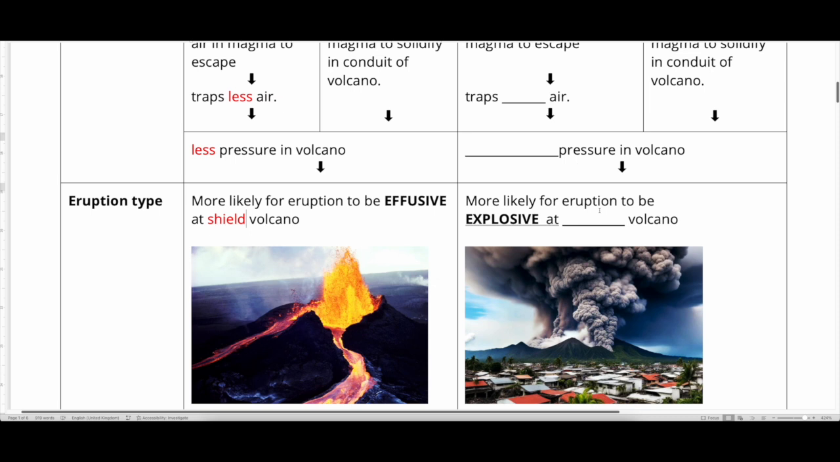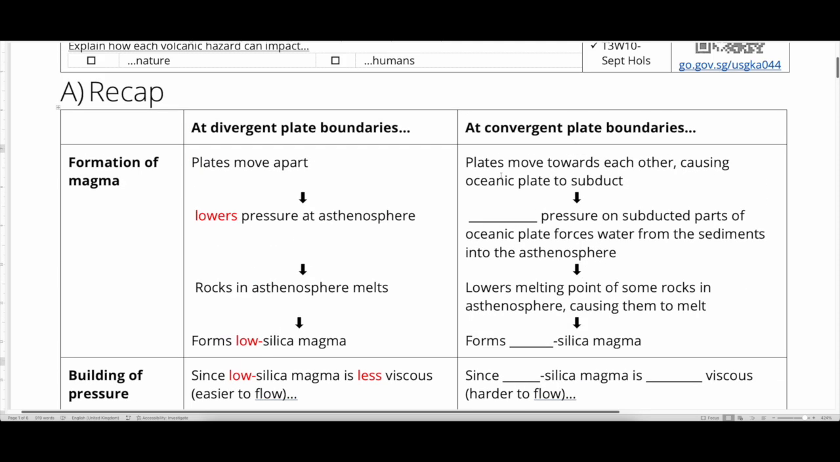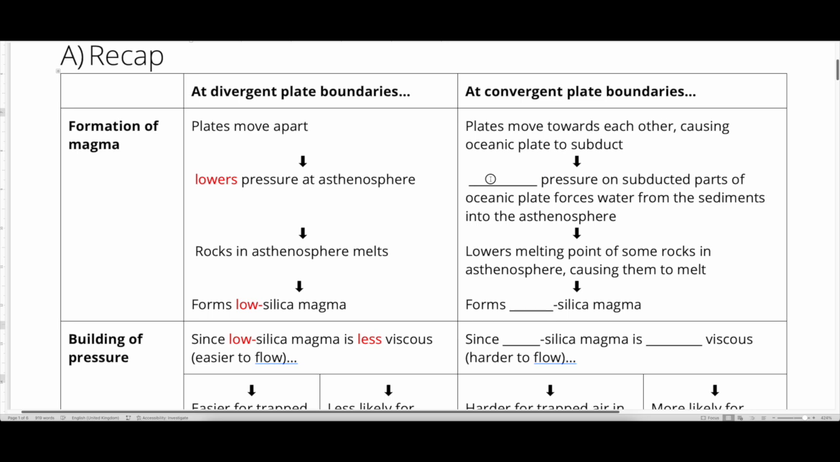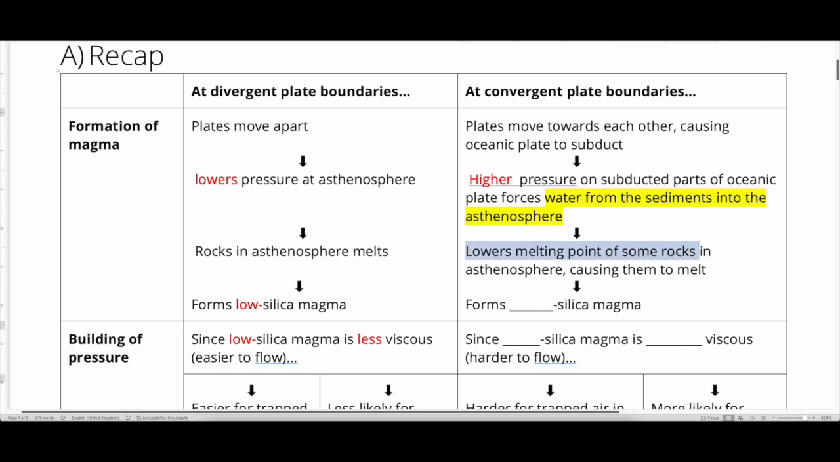Alright, so let's go through the process here. So when plates move towards each other, the oceanic plate will subduct, and then the high pressure on the subducted part will force the water out from the sediments into the asthenosphere. So this causes the lowering of the melting points of some rocks, and the "some" refers to the high silica rocks, which as a result forms high silica magma.